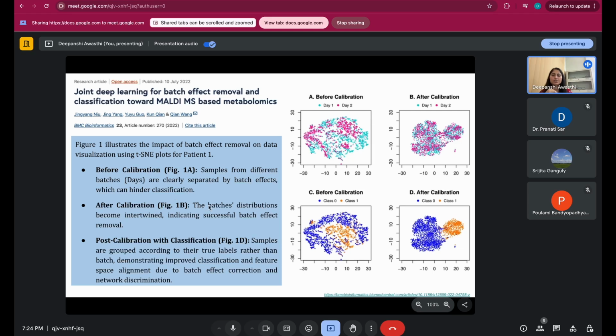After calibration the batch distributions become intertwined, indicating successful batch effect removal. Previously they were spread, but now, after performing the calibration or batch correction, they got condensed. So we are condensing that information, trying to normalize the spread.